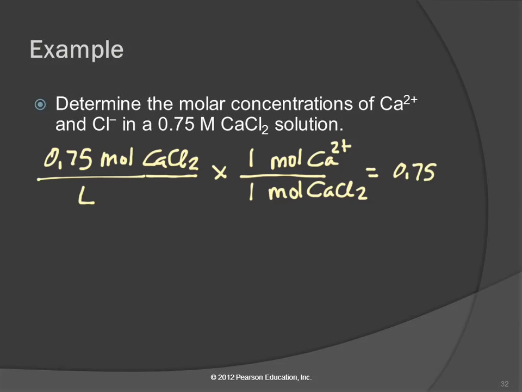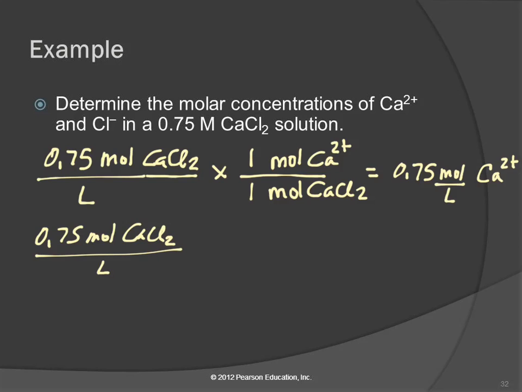And you might say, well, that was dumb. Yeah, well, maybe it is dumb. But it's right. If the compound only has 1 atom of that element in it, then the concentrations are the same. But they're not the same for the chloride. 0.75 moles of calcium chloride per liter.